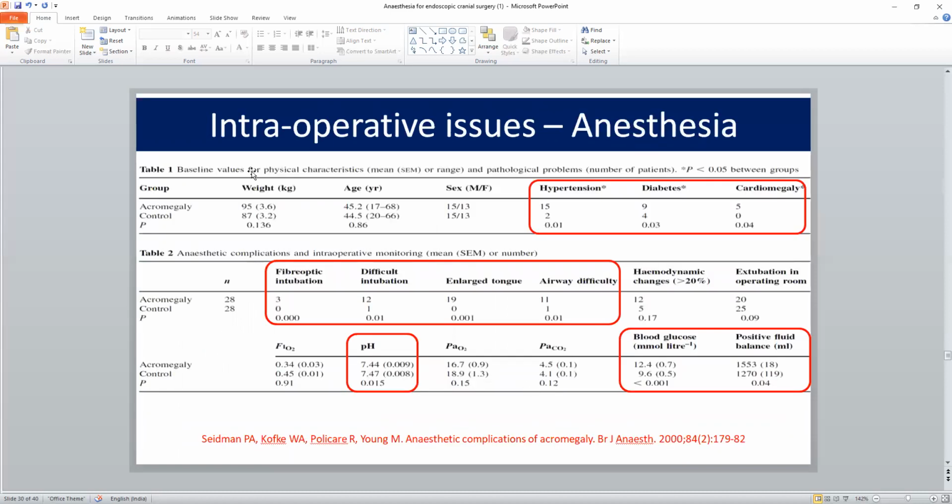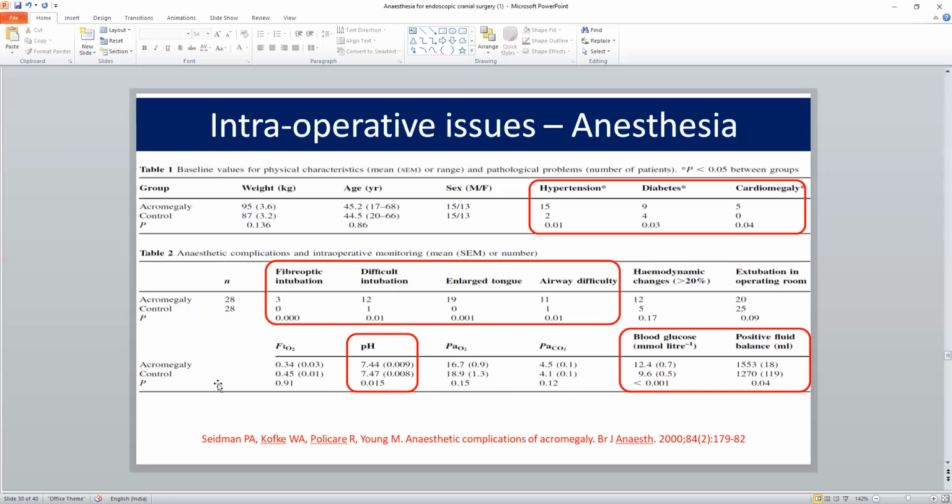Now, this was one study published long back, which looked at intraoperative issues, and they found that hypertension, diabetes, and cardiomegaly are quite common, and this results in airway difficulty. And they found that the requirement of fiber optic intubation was higher in these patients, and that is because of the enlarged tongue. Amongst the metabolic changes, they found lower pH and higher blood glucose.